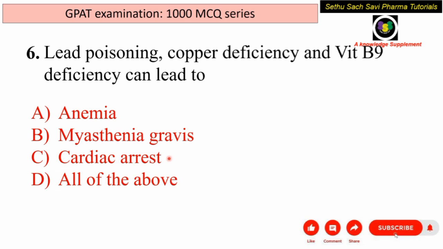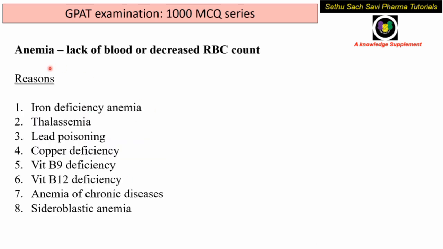Is it cardiac arrest? No. Folic acid, lead and copper are not much associated with cardiac arrest. Is it myasthenia gravis? No. Myasthenia gravis is an autoimmune condition. Is it anemia? Let's check it out. Anemia means what? Anemia is the lack of blood or decreased red blood cell count.